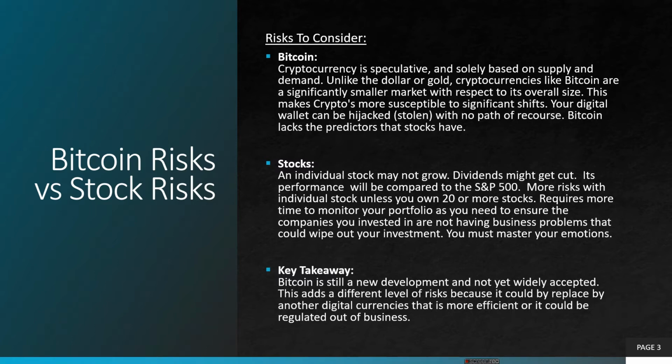This also requires more time. If you want to have 20 or more individual stocks and build your portfolio that way, then it requires more time to monitor your portfolio, as you need to ensure that the companies you invested in are not having business problems that could wipe out your investment. You must master your emotions.